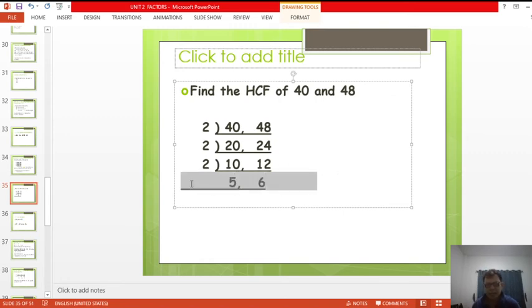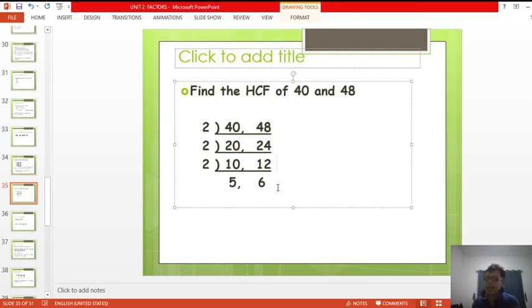Now see, look at this. What happens here? Can I continue again dividing these two numbers, 5 and 6? No. Why? There's no common number here. What common factor can I divide 5 and 6 by? Nothing. Right? We're only talking about common. So we stop.